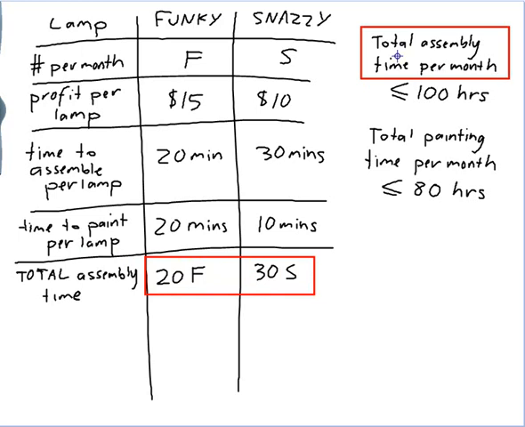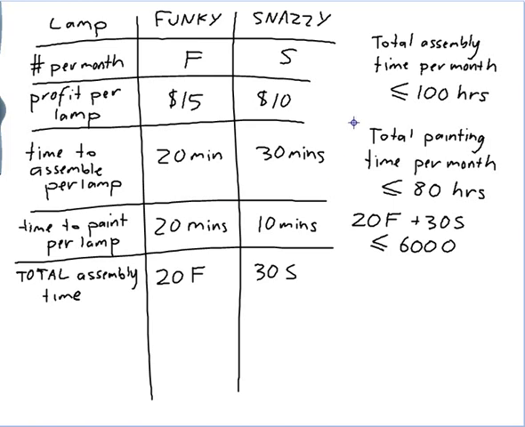And over here I've got total assembly time per month in hours, so I should convert that to minutes as well. Let me do that. And I'll write it as a new inequality down here. So I get 20F plus 30S is less than or equal to 100 hours, which is 100 times 60 minutes, so 6,000. And that deals with the total assembly time per month. Let's move on to the next one.